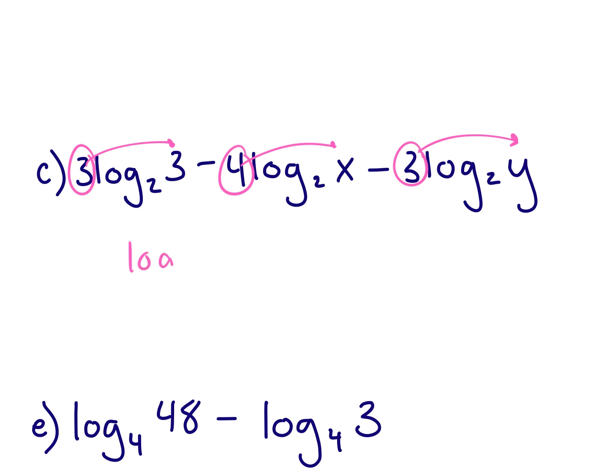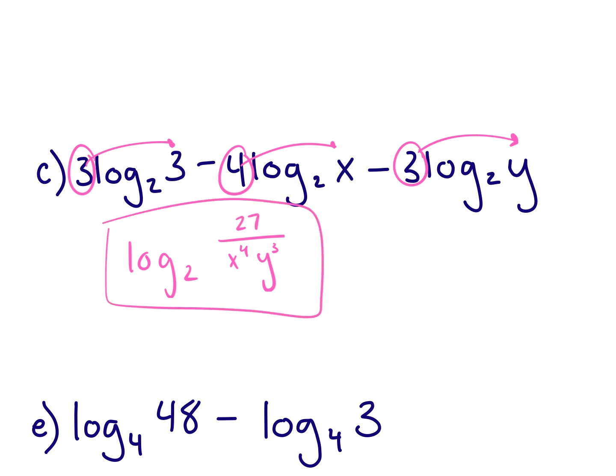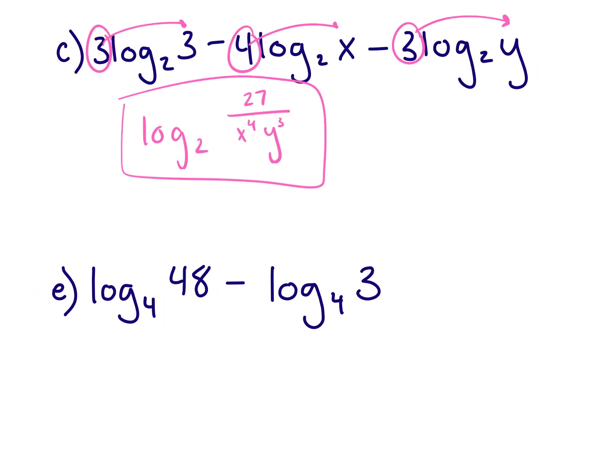So I have log base 2 of 3 cubed on top over x to the 4th power times y to the 3rd power. And then we can simplify this a little bit more. What's 3 cubed? 27. Perfect. So simplify it all the way. Let's do E.